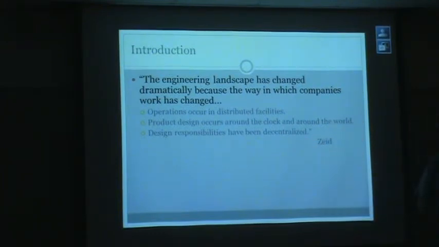Design responsibilities have been decentralized. In other words, the aesthetic design may be happening in Detroit, but the actual engineering design that has to follow that or be coupled to it is happening down in Australia.